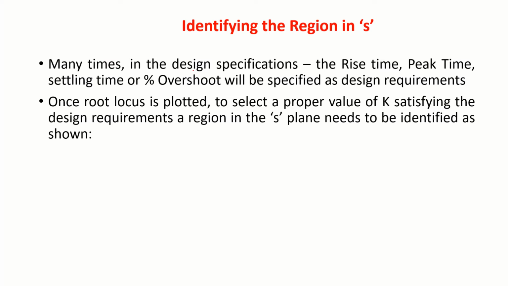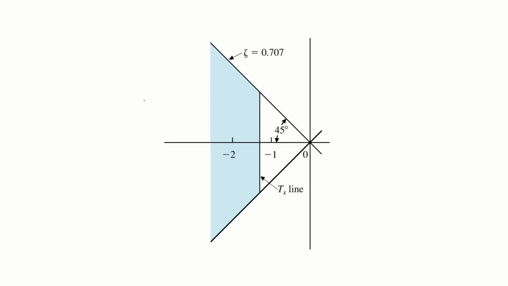Many times in the design specification, the rise time, peak time, settling time and percent overshoot will be specified as design requirements. Once the root locus is plotted, to select a proper value of K satisfying the design requirements, a region in the S-plane needs to be identified as shown, like this.